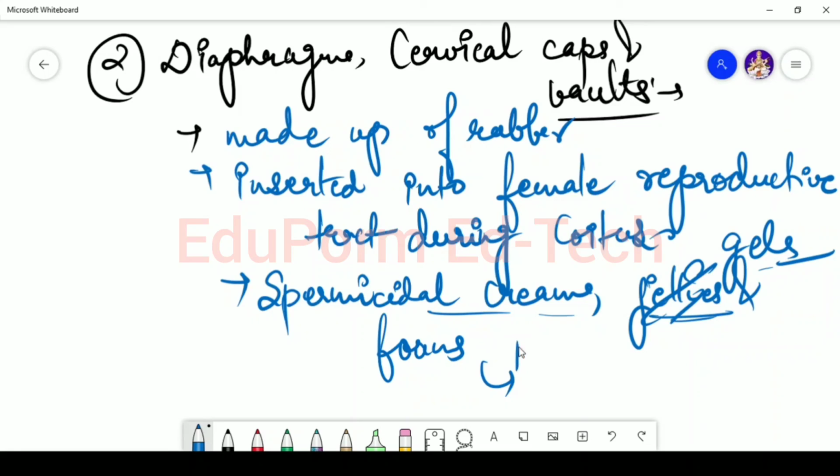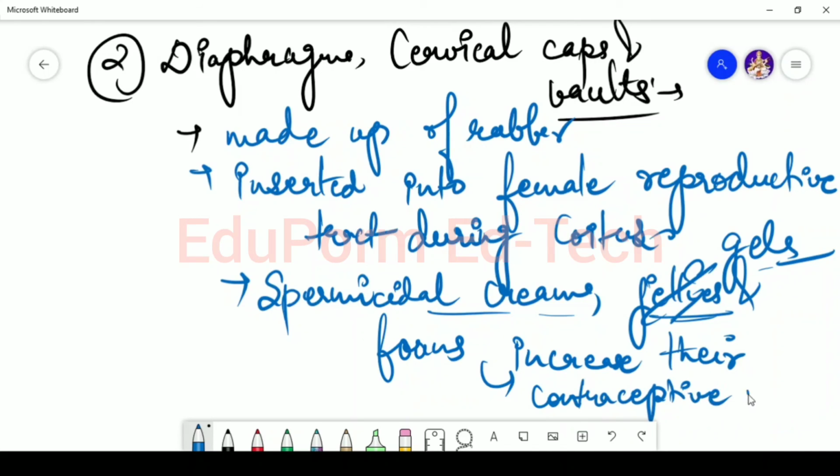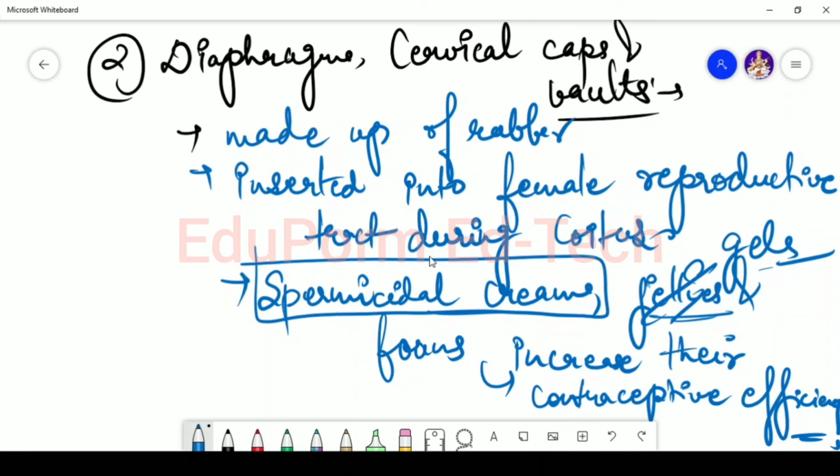In order to increase their contraceptive efficiency. Okay, so the use of spermicidal creams, gels and foams along with these barrier methods, along with the condoms and the diaphragms and cervical caps and vaults is done in order to increase their contraceptive efficiency.